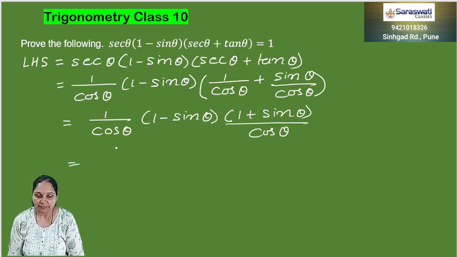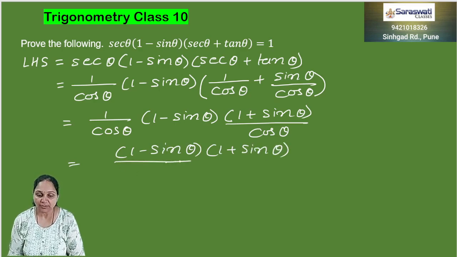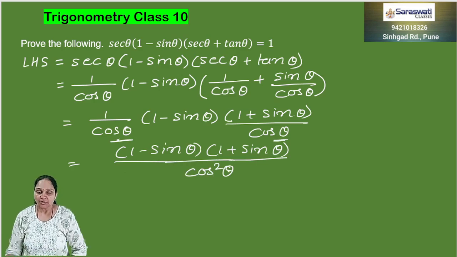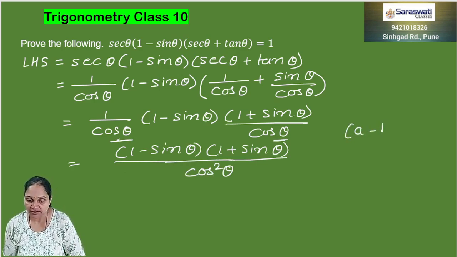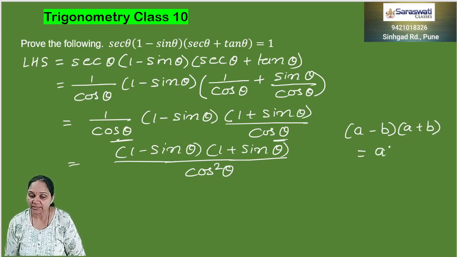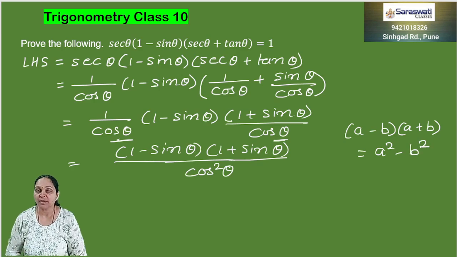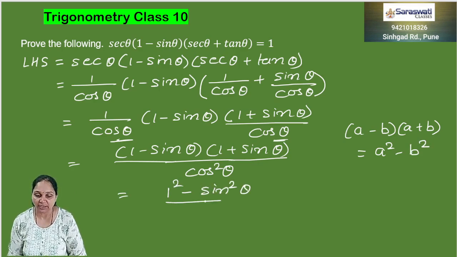Now what happens, in the numerator we have (1 minus sin theta) into (1 plus sin theta), and in the denominator cos theta, this cos theta and this cos theta becomes cos square theta. Now see, in the numerator we have terms like this, a minus b, a plus b. And we know this identity that becomes a square minus b square. So we can write the numerator as 1 square minus sin square theta upon cos square theta.